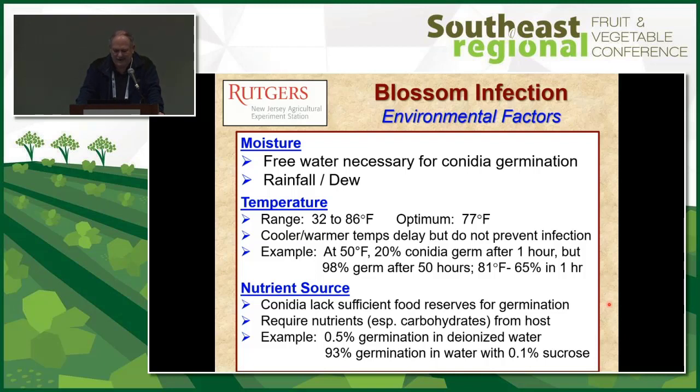And then the third factor that's important is nutrient source. The conidia lack sufficient food reserves in order to germinate, and require nutrients, particularly carbohydrates, from the host. So here's an example. If you take deionized water and you put the conidia in the water, you only get about 0.5% germination. Now you put sucrose in that water to only 0.1%, or 0.001 in 100 mils, you get 93% germination. So it doesn't take very much in terms of getting these conidia to germinate and infect.